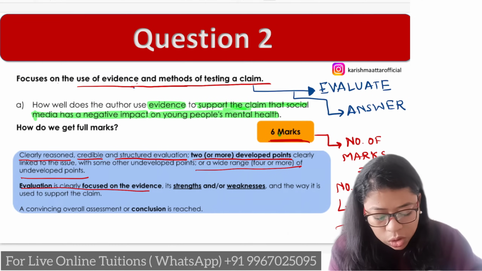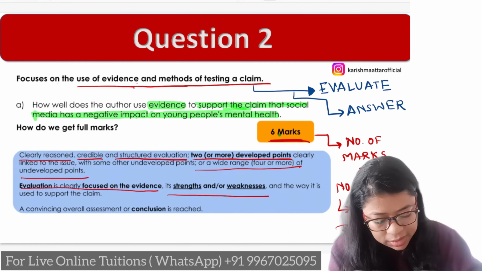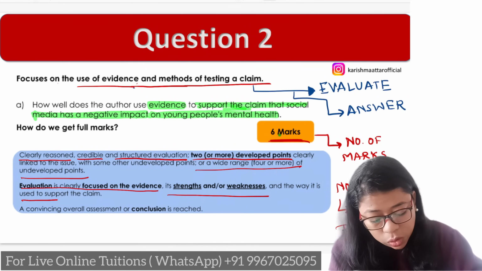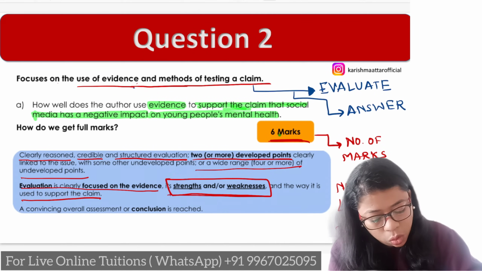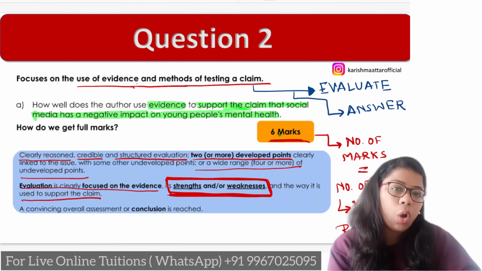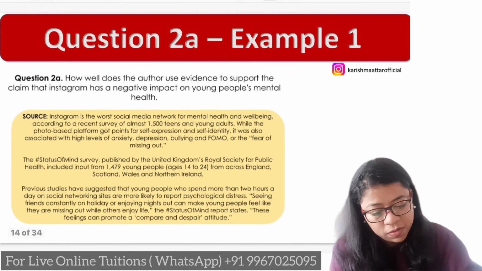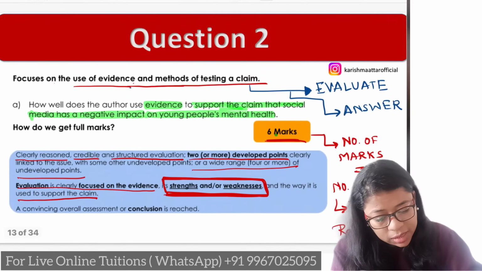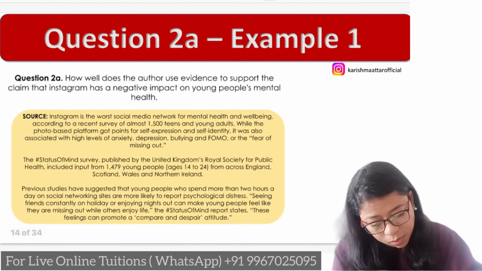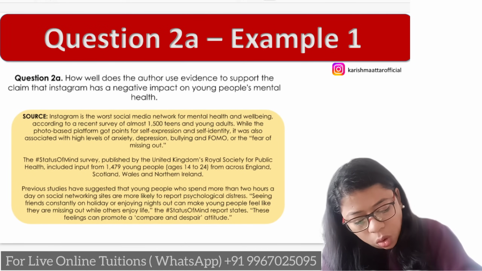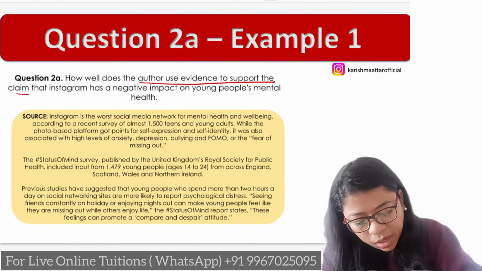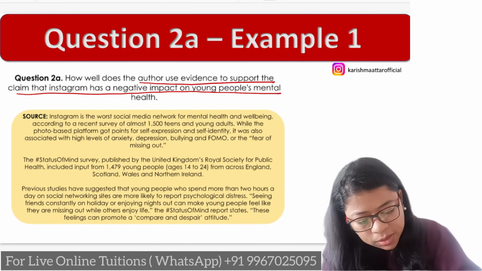Evaluation is clearly focused on the evidence, its strengths and weaknesses, and the way it's used to support the claim. So you have to talk about the strengths and weaknesses of using Instagram, of using social media. What are the weaknesses of using social media? Talk about it. Write down all the points which you can see in this question. Over here: how well does the author use evidence to support the claim that Instagram has a negative impact on young people's mental health?